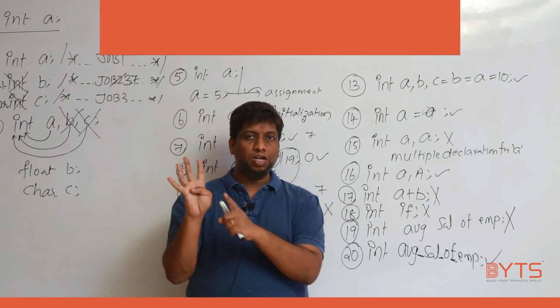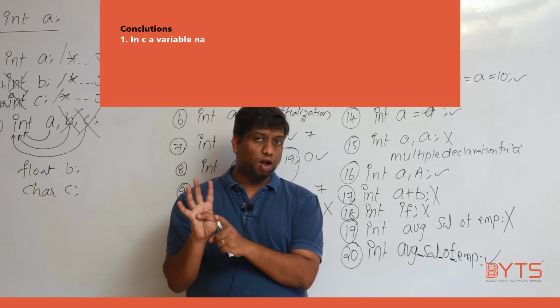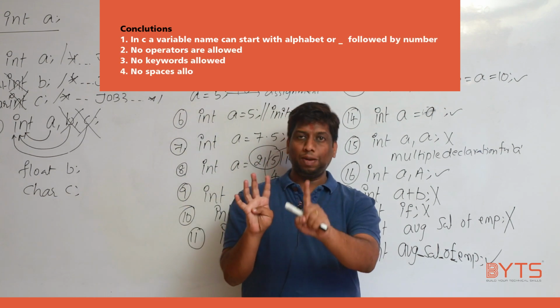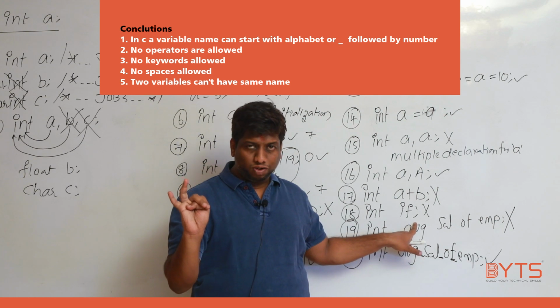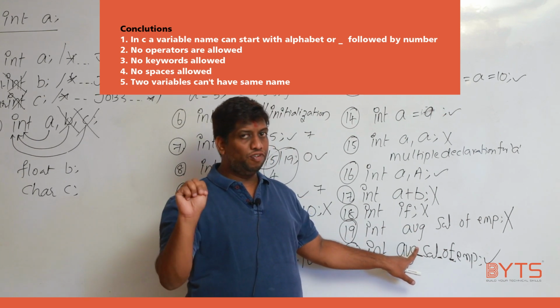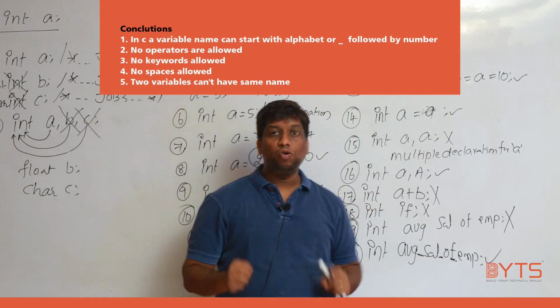Summary. What is the first point? A variable name can start with what? Alphabets or underscore, followed by numbers allowed. What is the second point? No operators allowed. Third point, no keywords allowed. Fourth point, no spaces allowed. Fifth point, two variables cannot have the same name.